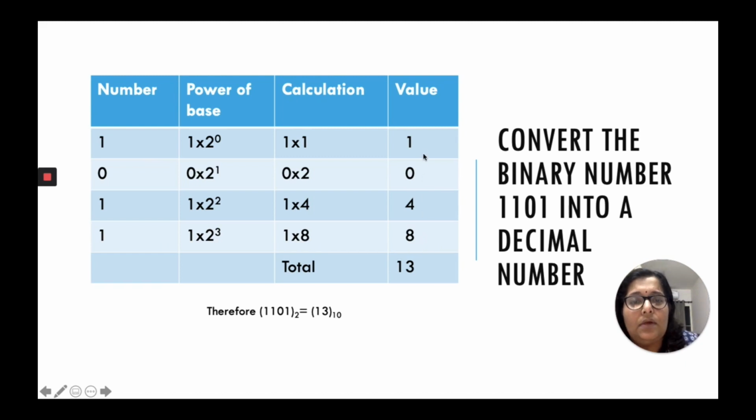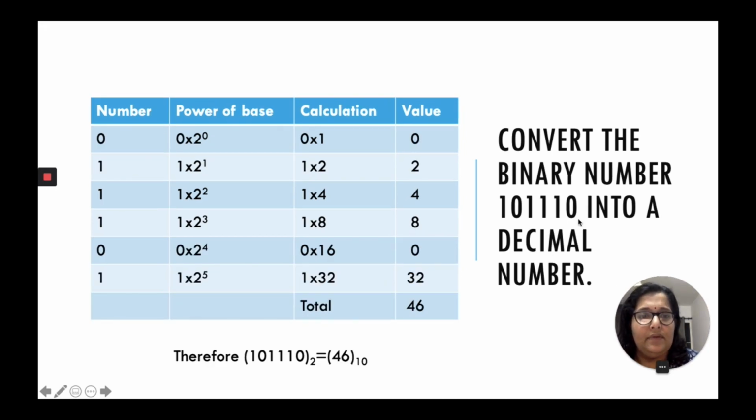And please add all these terms together. You will get a total of 13. Therefore, we can write that. Please listen to this very carefully. 1101, please look at the cursor movements again. 1101 to the base 2 is equal to 13 to the base 10. Shall we look into one more example in the next slide?